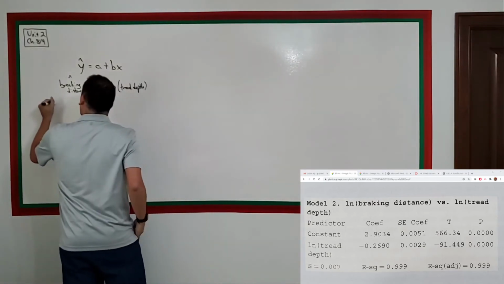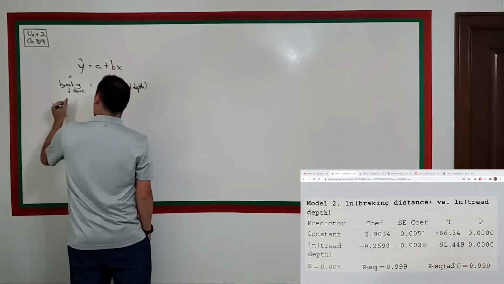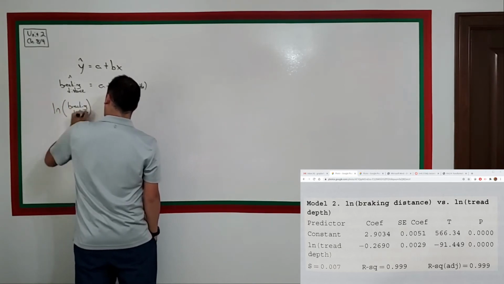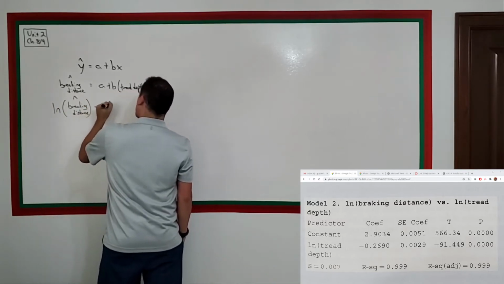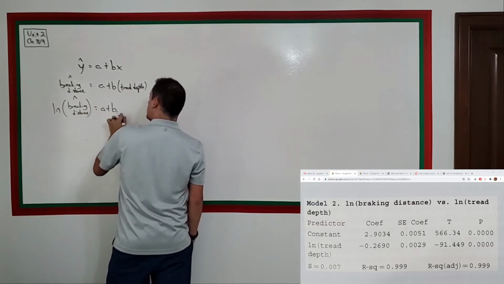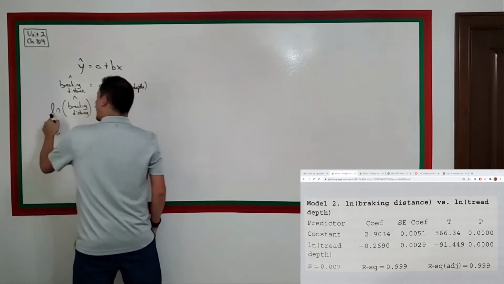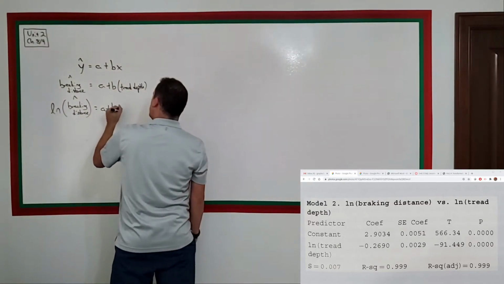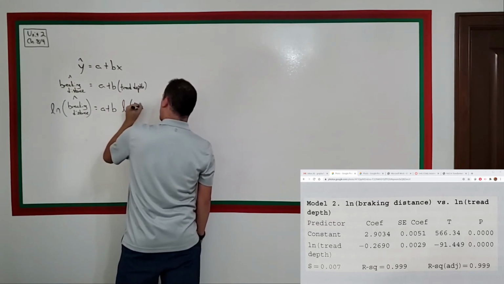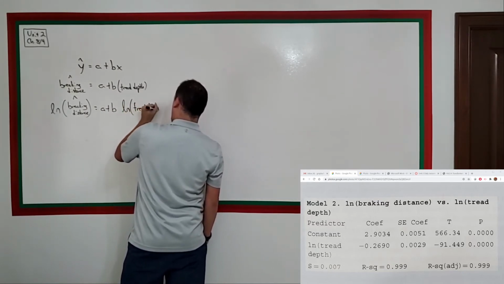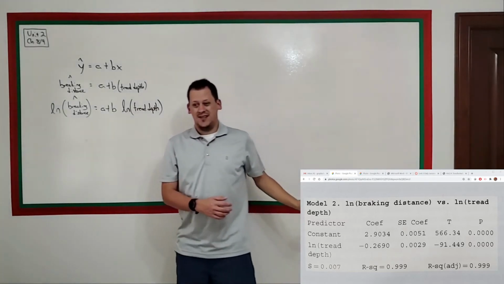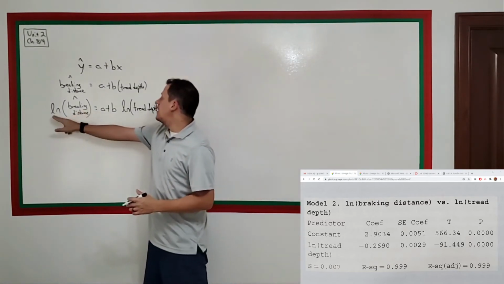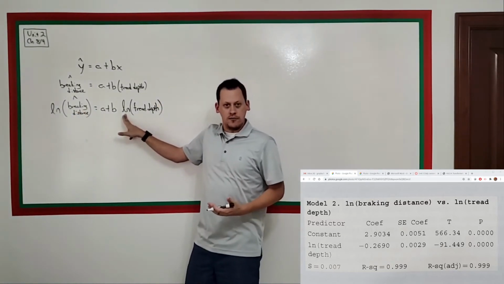So it's actually the natural log of braking distance equals A plus B times the natural log of tread depth. That's an L, not like a capital I or anything. Some students get confused. We haven't used the numbers in this table yet, but we're going to write the model this way because we've done the natural log transformation.